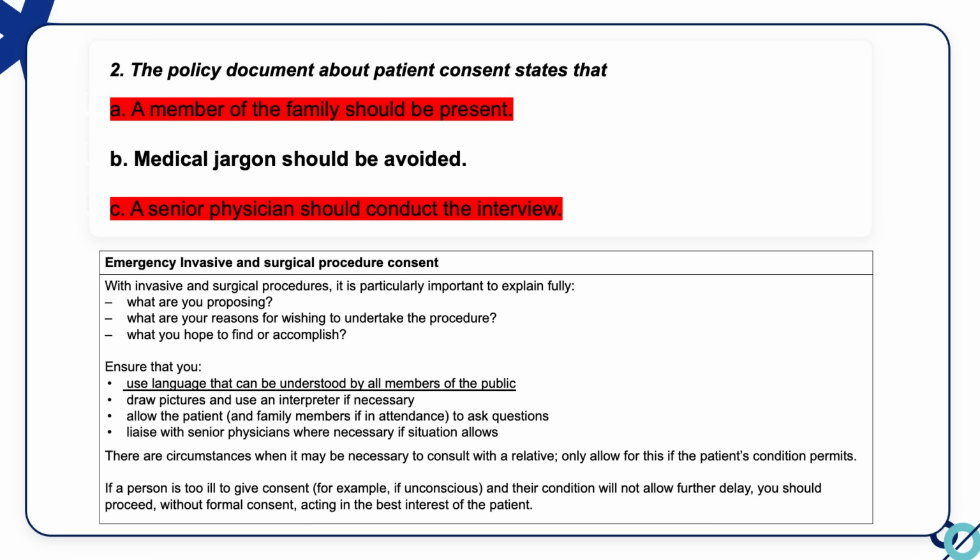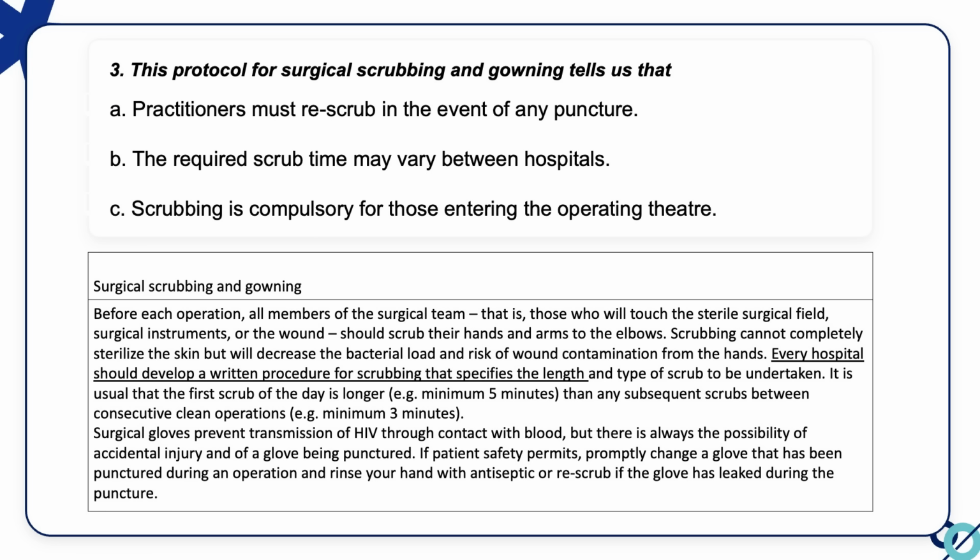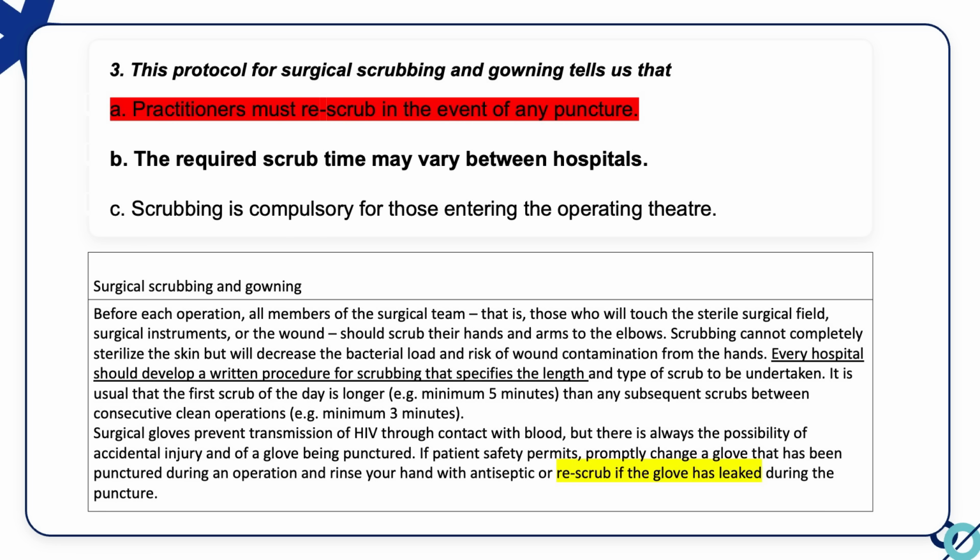C is wrong because the text mentions liaising with senior physicians where necessary, but does not say they should conduct the interview. For question 3, the correct answer is B. The required scrub time may vary between hospitals. The text states every hospital develops its own procedure specifying the length of the scrub. This implies variation between institutions. A is wrong because you only re-scrub if the glove has leaked, not for any puncture.